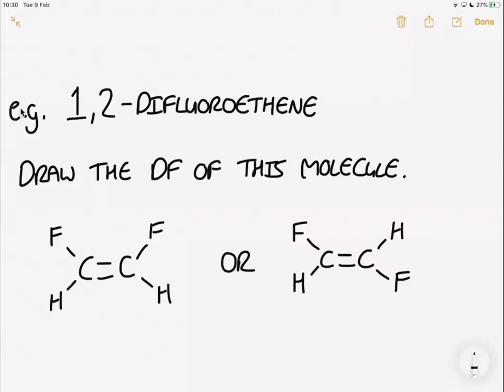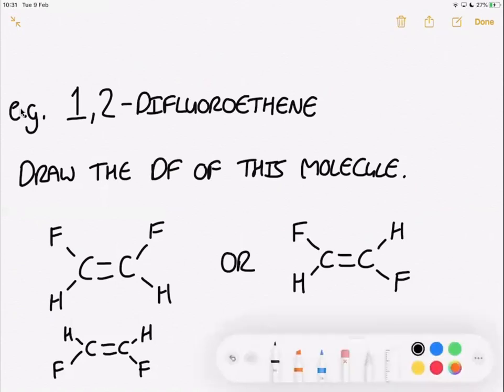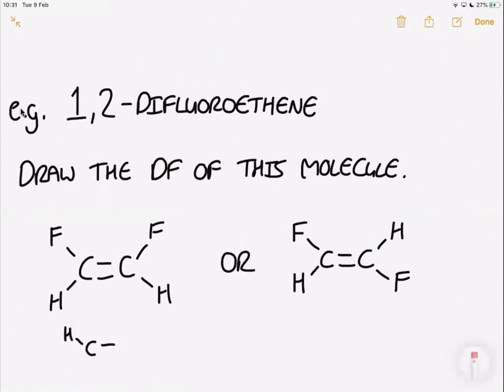It's worth pointing out that if you drew something with the fluorines on the bottom and the hydrogens on the top, like I've done underneath it, that's the same as the thing above it. Don't worry about that. Again, if you had the fluorines bottom left and top right instead of top left and bottom right, that would be the same as the structure on the right. I'm not going to draw that, but that's what I'm getting at. So which one did you draw?